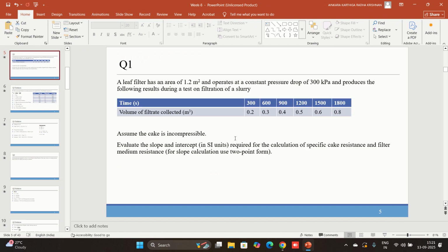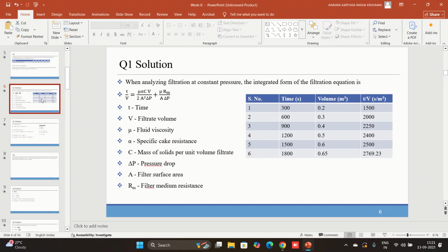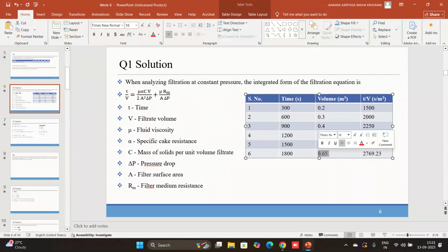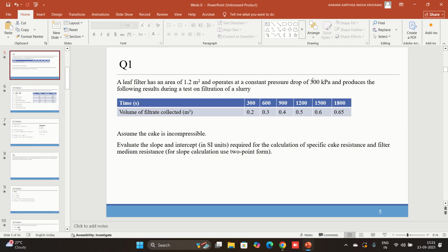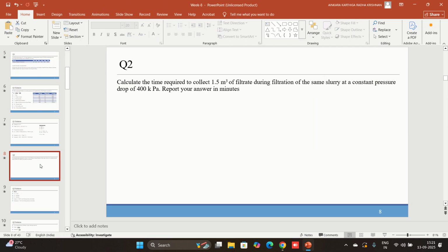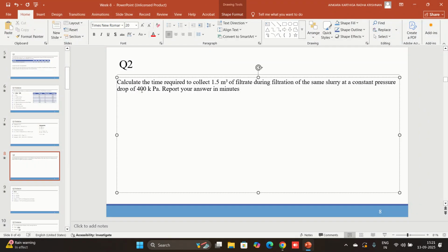Some slight modification: this is not 0.8, this is 0.65. So what will be the time required to collect for 1.5? For 0.65, we are taking 1800 seconds. Now we have to go in the reverse. But before that, in the previous question it was a pressure drop of 300 kilopascal. Now it is a pressure drop of 400 kilopascal.